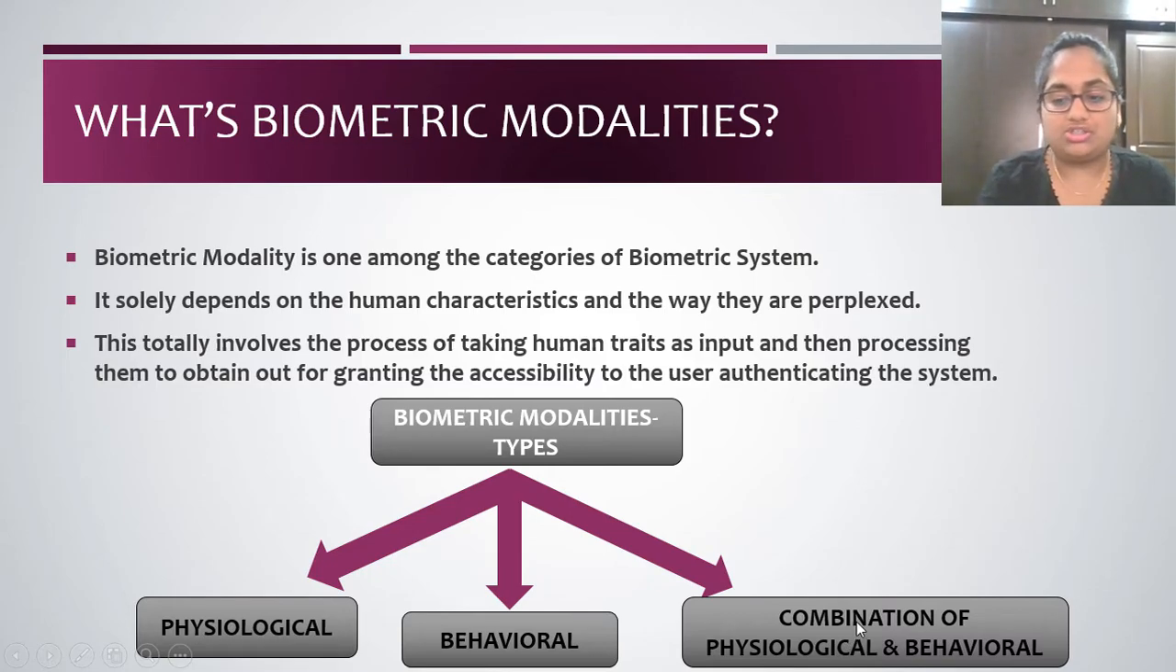So the combination of psychological and behavioral will comprise this biometric modality called voice, where the voice has physiological attributes like the nasal cord, the shape of lips, and the base of the vocal cord, all this stuff under the physiological characteristics, whereas it also has behavioral characteristics, like the emotion of a human body will also affect the voice of one particular person. So only the voice biometric modality will come under this particular category of combination of physiological and behavioral system.